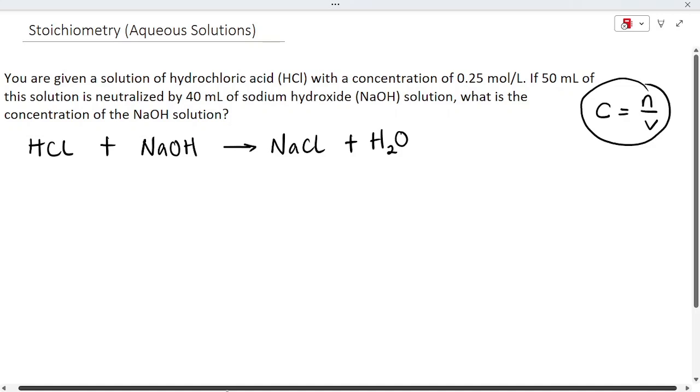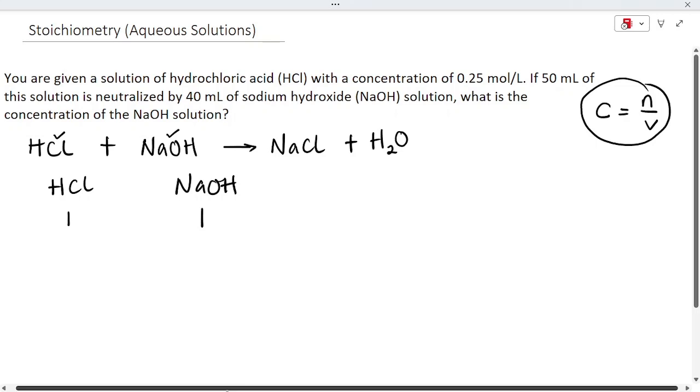So next thing we do, we are given information of hydrochloric acid. So we have HCl, and we have to determine the concentration of sodium hydroxide. That simply means we are dealing with HCl and sodium hydroxide. From the chemical equation, derive the information you have first. 1 mole of HCl reacts with 1 mole of sodium hydroxide.